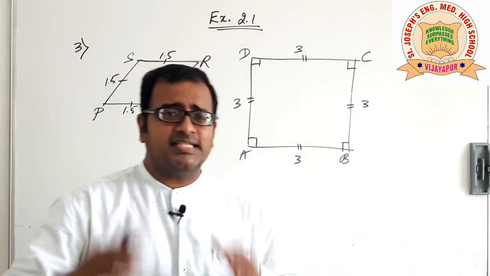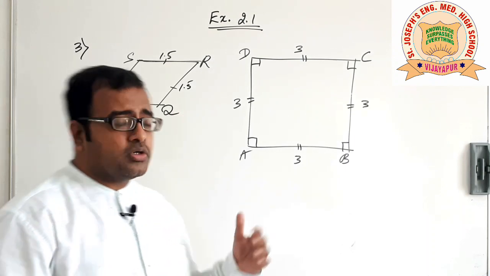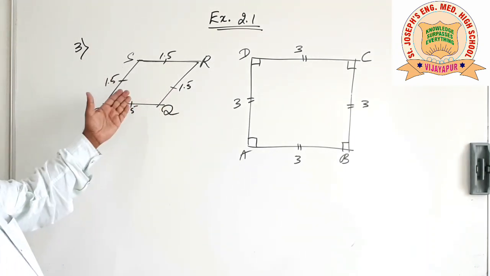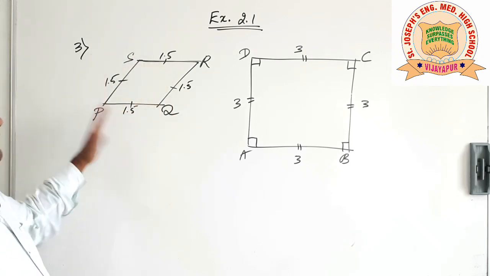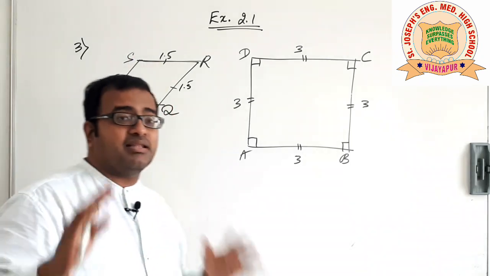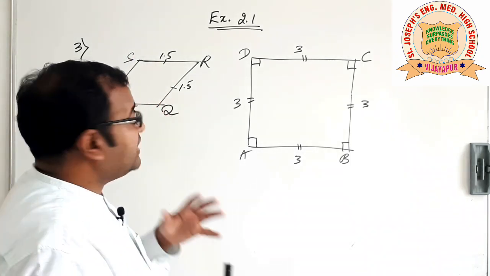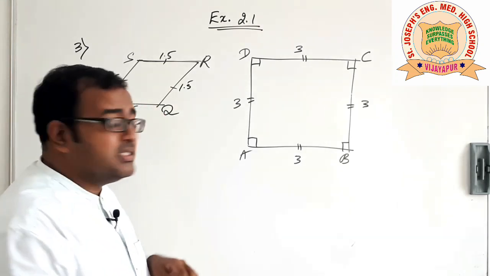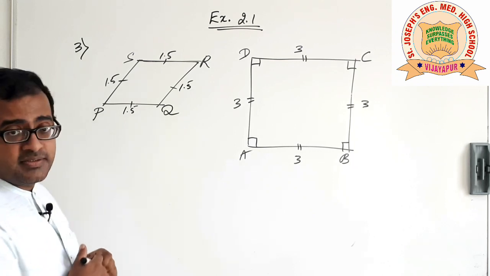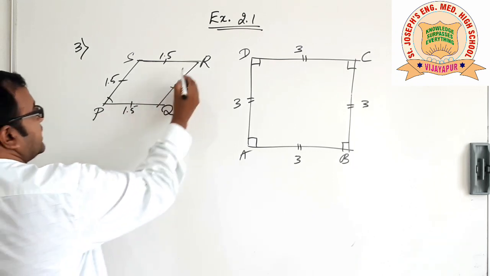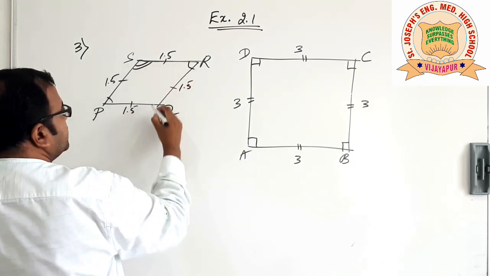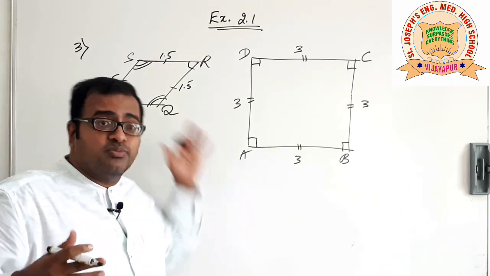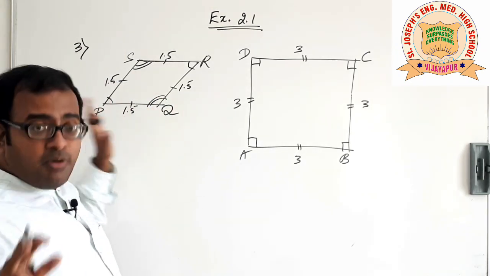Number 3 says, state whether the following quadrilaterals are similar or not. There are two diagrams given. One, PQRS, which has 4 equal sides, but nothing is mentioned about the angles. So we cannot just assume that all the angles are equal. By the looks of it, it looks as if it is a rhombus, because you see two acute angles and two obtuse angles. Almost. They have not given them equal, so we cannot just assume they are so. I am just telling you the possibilities.